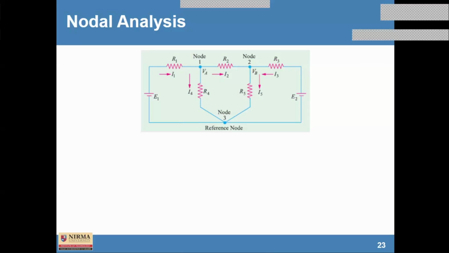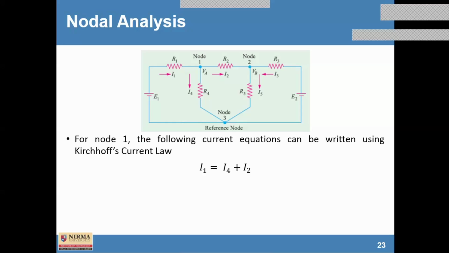So let us start writing equations by considering node 1, node 2, and node 3. First, let us consider node 1. The current equations we can write using Kirchhoff's current law. So this is node 1. Can we write an expression as per Kirchhoff's current law? I1 is the current entering, current I4 is leaving, current I2 is leaving. So can we write I1 is equal to I4 plus I2? Yes, sir. Okay, fine. So this is the first equation that you have to write.